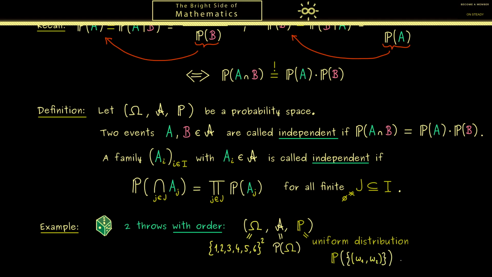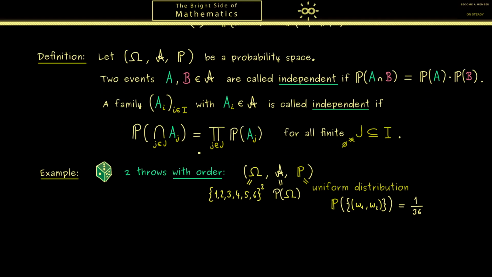Or to put it in other words, the probability mass function is constant. So in our case we have 36 elements in omega, so we need 1 over 36. Okay, so this is the probability space, and now we can look at some events. In the first step I would suggest let's describe the events with words.